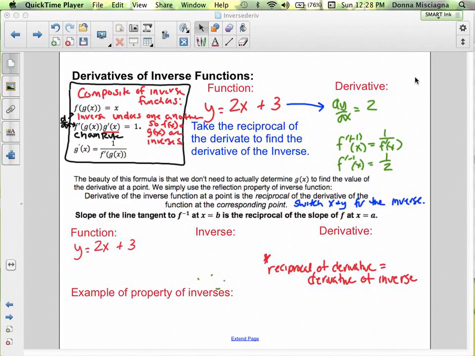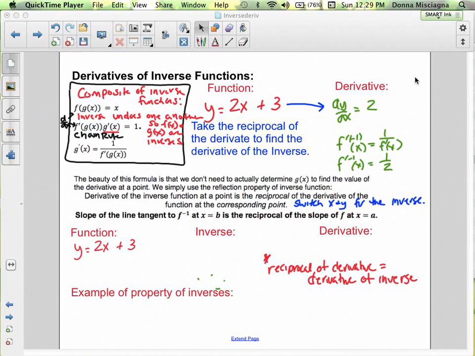Welcome back. So we're looking at derivatives of inverse functions. All right, so we have a pair of inverse functions, so f of g of x equals x. If we take the derivative of both sides, we have f prime of the g of x, so the inside doesn't change, and then we have to take the derivative of the inside. So it's the derivative of the outside times the derivative of the inside, and that's the chain rule. All right, so that gives us g prime of x equals 1, because the derivative of x is 1.